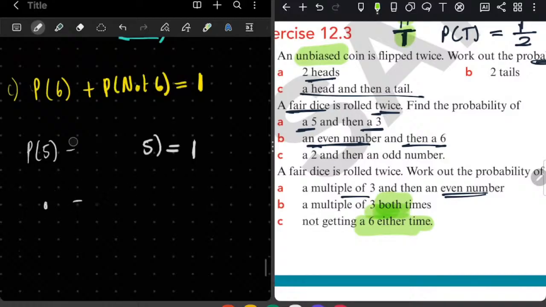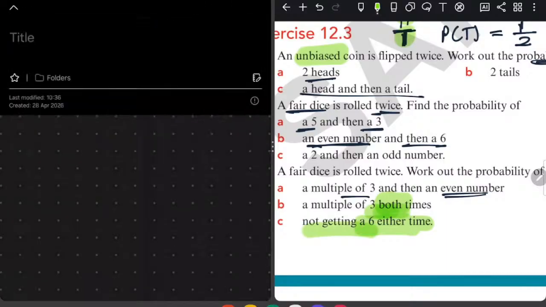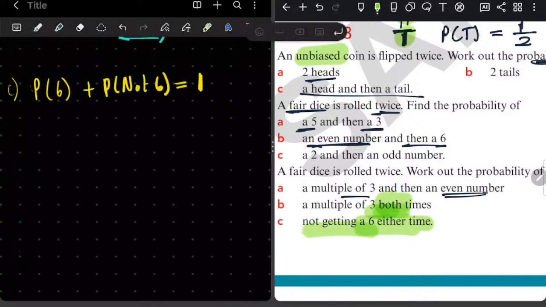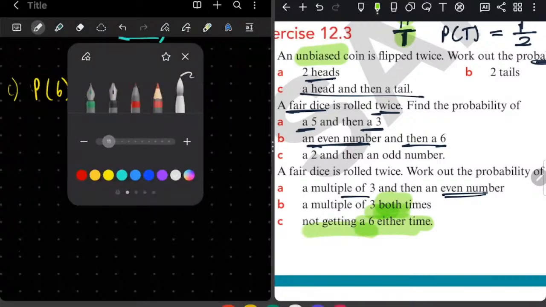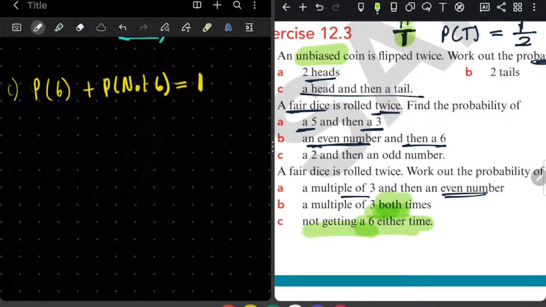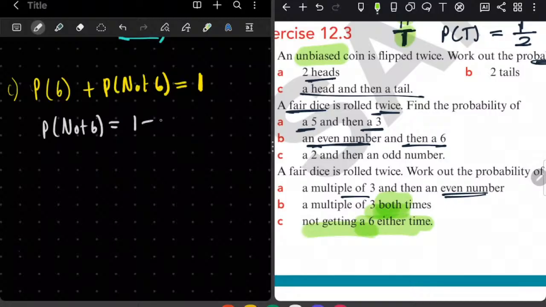So once you see them say not getting a 6, that means they want not 6. And we know we need to find that first before we can use it. Probability of not 6 will be equal to 1 minus probability of 6. What is the probability of 6, class?